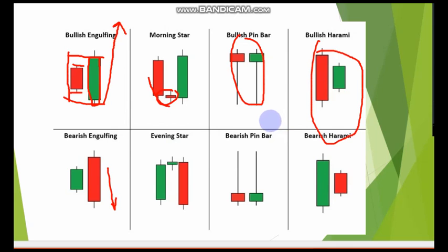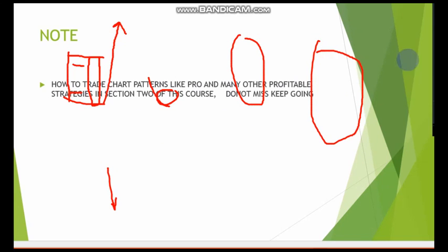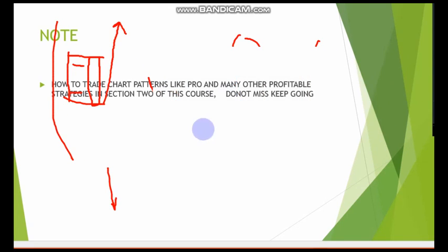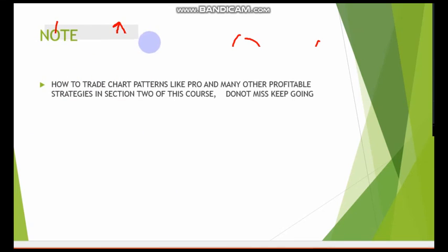That's all you need to know, guys. So in section 2, we'll be talking about how to trade the candlestick patterns and the chart patterns, guys. Section 2 will be all about trading and examples.